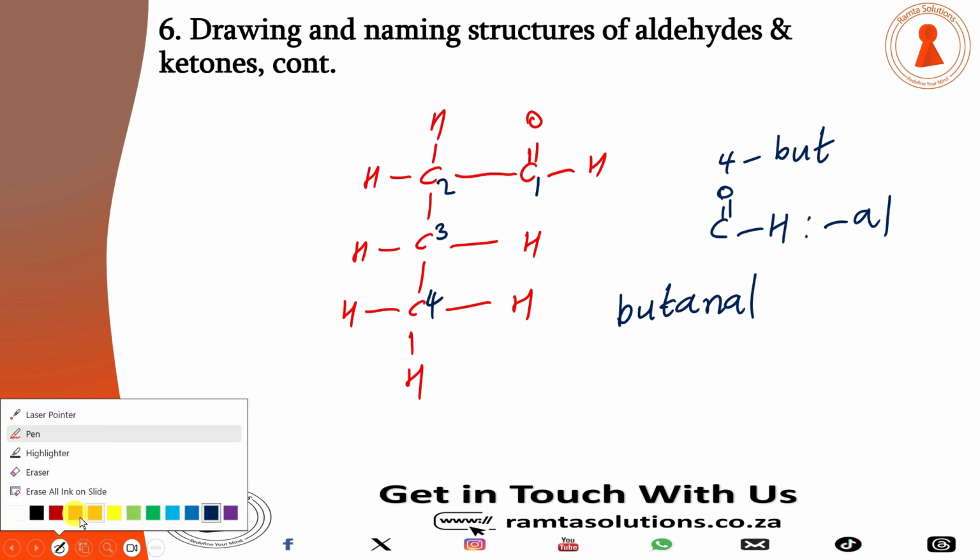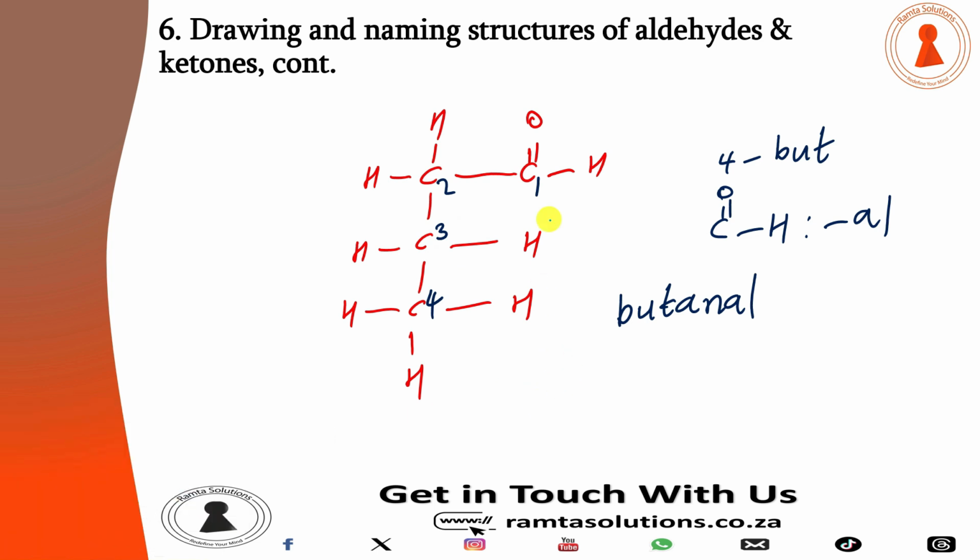Now let's draw the condensed structural formula. If you like, I'm going to start at the bottom. It is CH3, CH2, CH2, and then CHO. Guys, please pay attention to the H and the O here. It is not OH but HO.